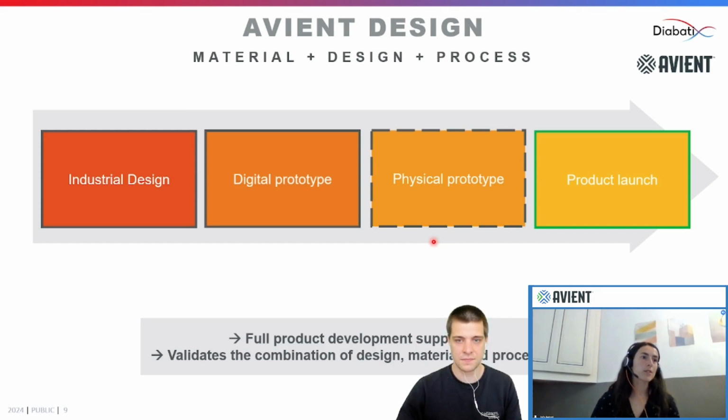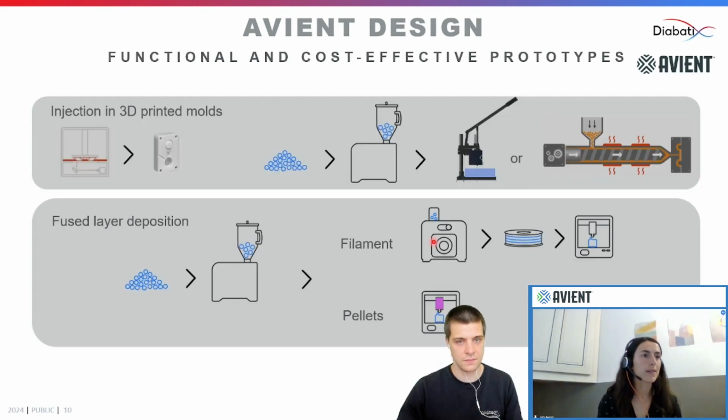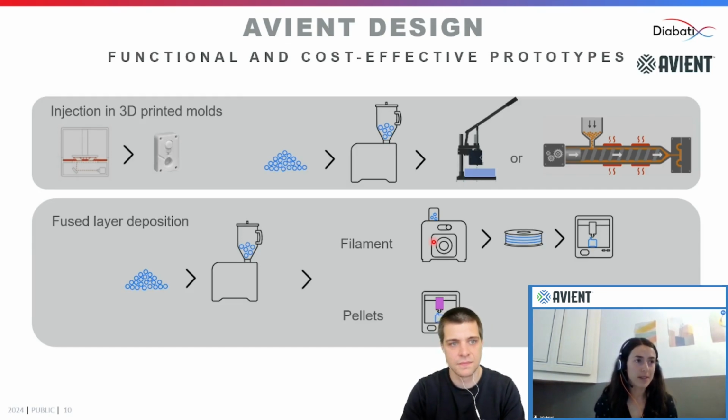So to provide those different prototypes, we have two main processes. In the next slide, please. So the first process is injection in 3D printed molds. In this case, we will 3D print a mold with thermoset resin, and then we will take Avient pellets, dry them, and inject into those 3D printed molds. It can be either injected manually or industrially into a real injection machine.